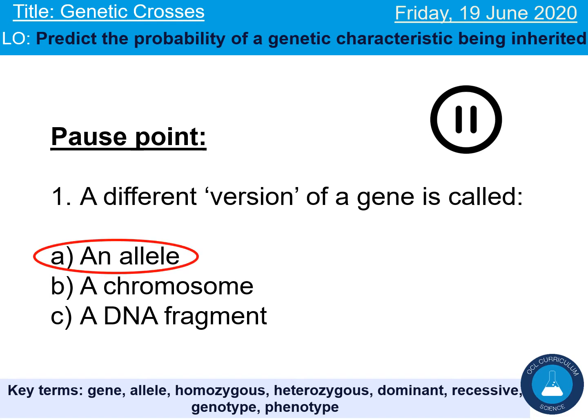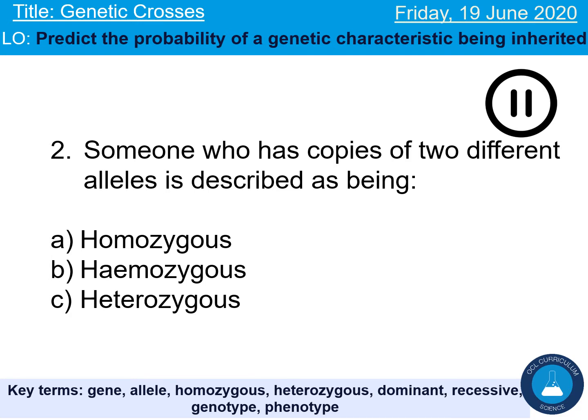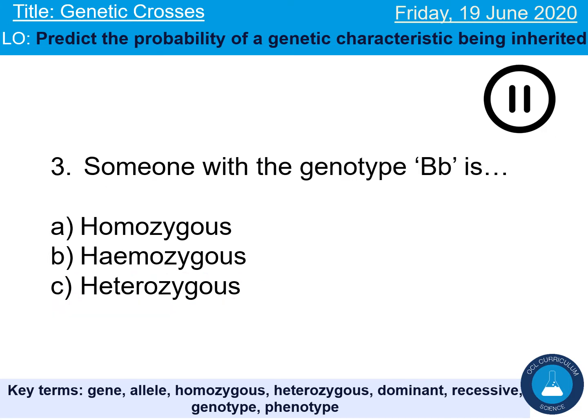Okay, so a different version of a gene is called an allele. Pause again and play when you're ready to check your work. Having 2 different alleles is called heterozygous because hetero means different. Pause again and start again when you're ready to check your answer. Someone with the genotype capital B lowercase b would be heterozygous because they're 2 different alleles.